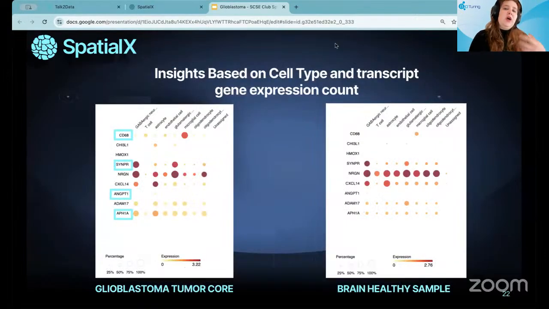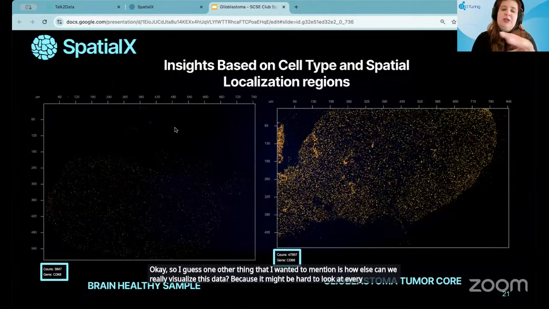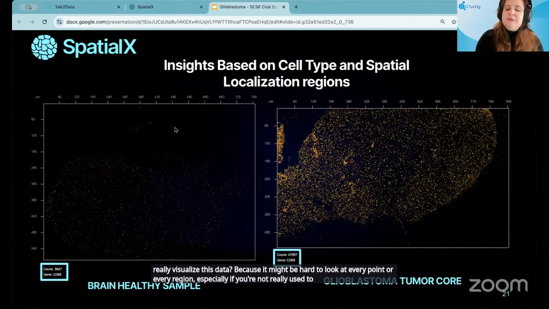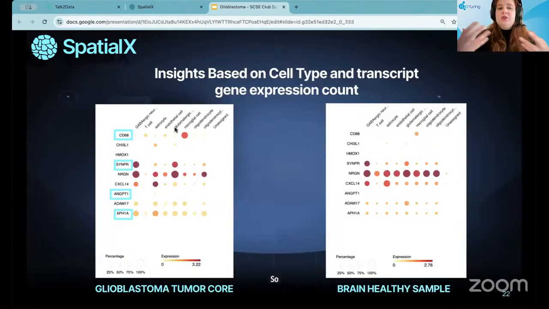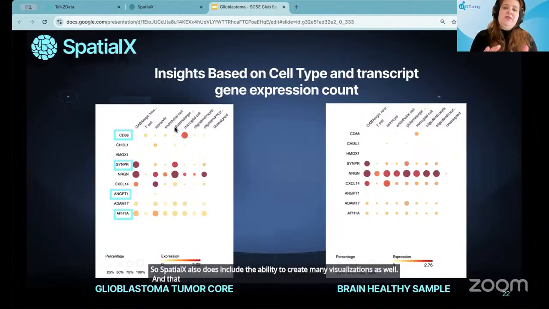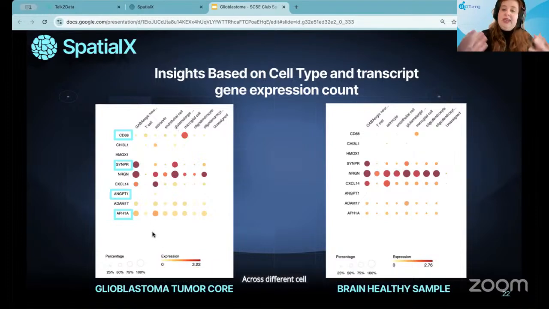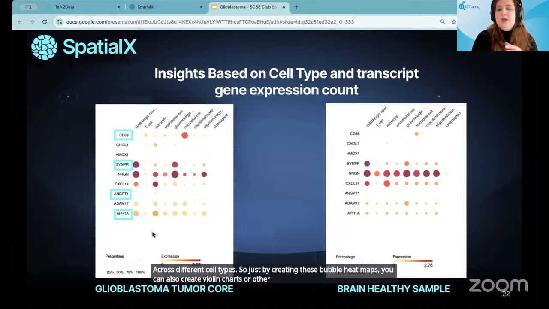Okay, so one other thing I wanted to mention is how else we can visualize this data, because it might be hard to look at every point or every region, especially if you're not used to analyzing spatial imaging data. So SpatialX also includes the ability to create many visualizations. That is important, especially if you want to validate that you're actually seeing the results and see if that correlates to the actual gene expression counts across different cell types. By creating these bubble heat maps, you can also create violin charts or hierarchical heat maps if that's more suited to your type of data.